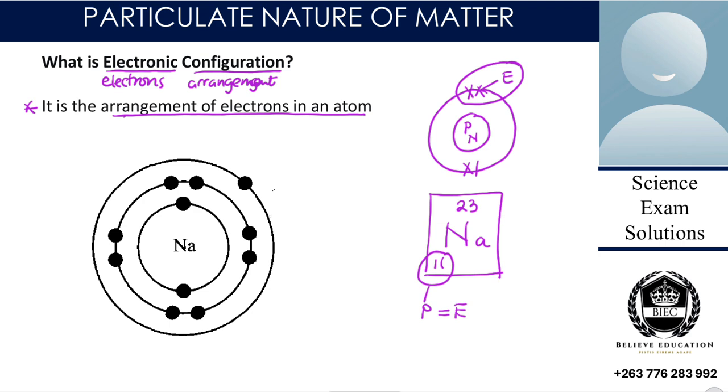Since it is equal to the number of electrons, these electrons are 11, and we want to see how they will be arranged inside. As you can see we have 1, 2, 3, then 4, 5, 6, 7, 8, 9, 10 and 11. So my sodium has 11 electrons, but these 11 electrons are distributed within how many shells? 1, 2 and 3, and they are arranged, but there is a rule that applies there.